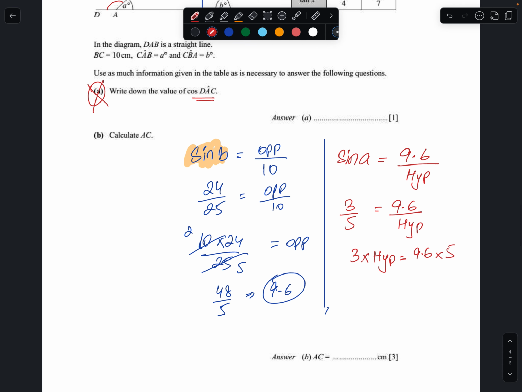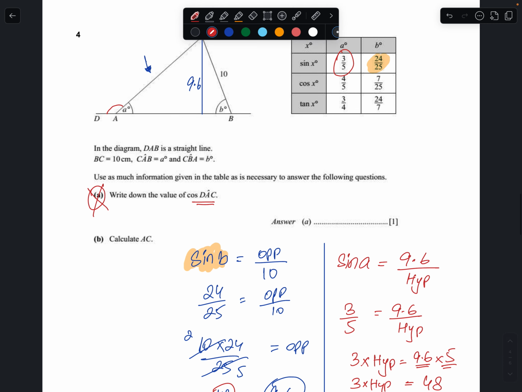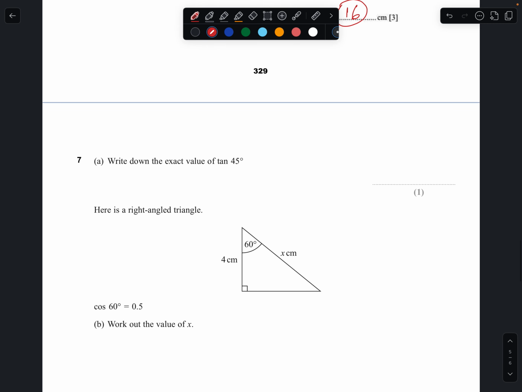पहले देखो 48 को 5 से डिवाइड किया था तो 9.6 आया था. तो 9.6 को अगर मैं 5 से मल्टीप्लाई कर दूंगा तो वो भी 48 आना चाहिए. इधर we have 3 times the hypotenuse. So hypotenuse comes out as 48 divided by 3, which is 16. AC is 16. That is how we do these types of question.